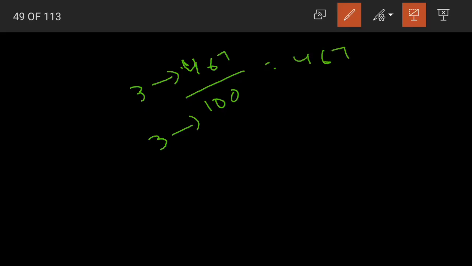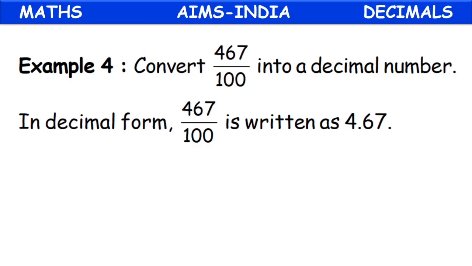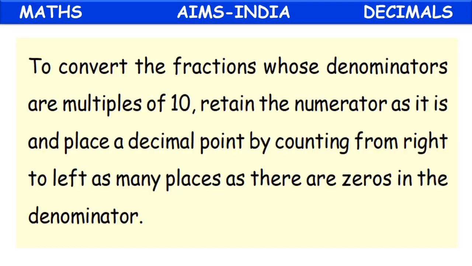And for the decimal point, here the denominator has 2 zeros. So after 2 digits from the right, I am placing my decimal point. 467 by 100 is equal to 4.67. So that was about conversion of fractions into decimals whose denominators are multiples of 10.